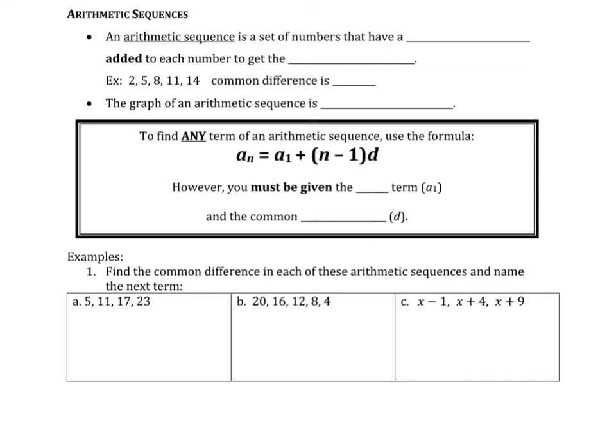Okay, so now let's talk about arithmetic sequences. Arithmetic sequences are a specially defined type of sequence that we study in Algebra 1. An arithmetic sequence is a set of numbers that have a common difference added to each number to get the next term. For example, 2, 5, 8, 11, 14.